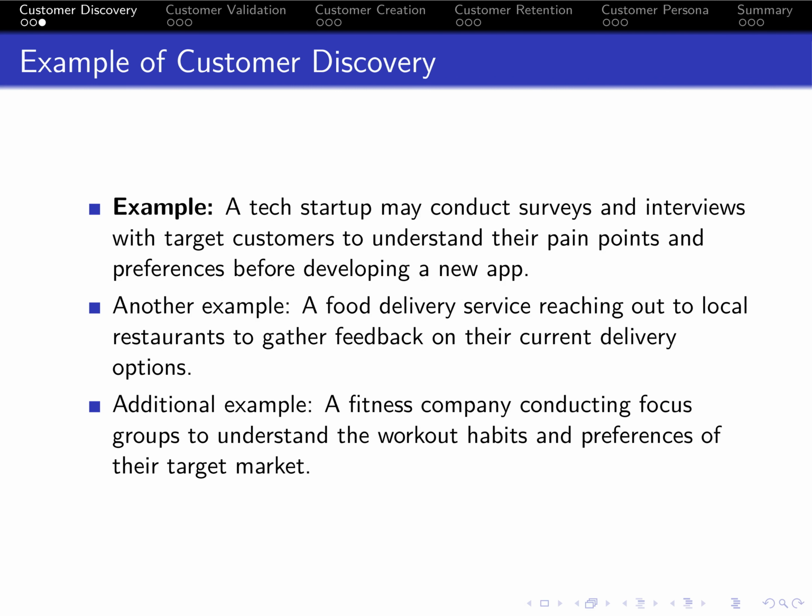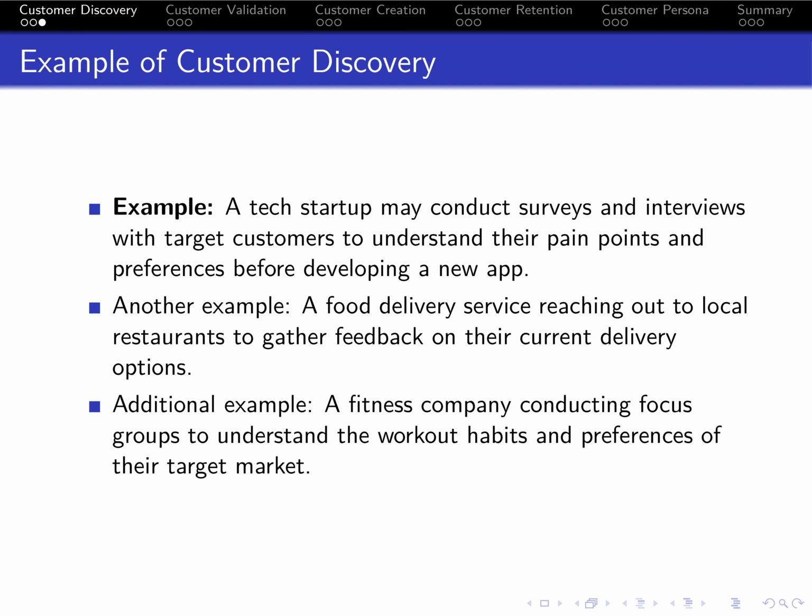In this slide, we delve into examples of how businesses can engage in customer discovery to better understand their target market. For instance, a tech startup can utilize surveys and interviews to grasp the pain points and preferences of their potential customers before developing a new app. By doing so, they can gather valuable insights that inform the creation of a product that truly resonates with their target audience. Similarly, a food delivery service can improve its business model by seeking feedback from local restaurants on their current delivery options, allowing them to tailor their services to better meet the needs and expectations of their partners.